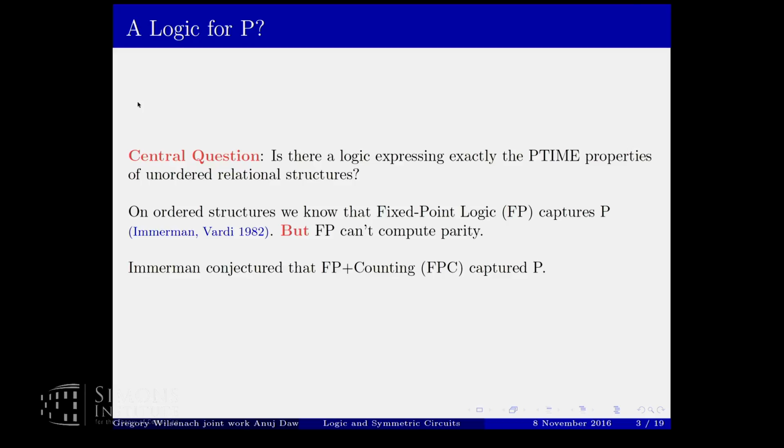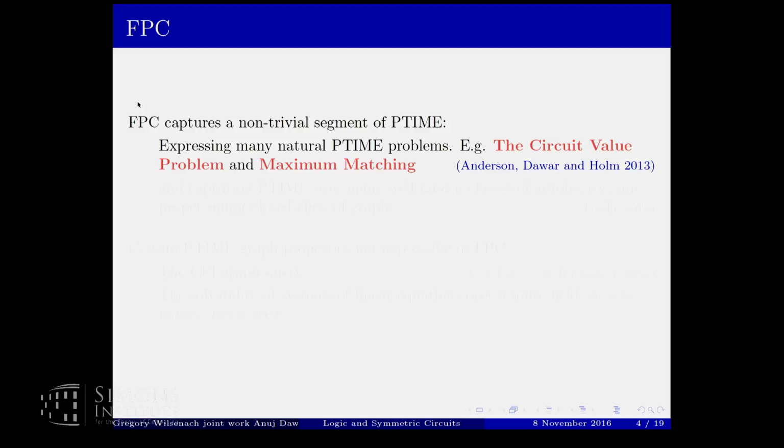So in response, Immerman conjectured, well, perhaps fixed point with counting might work, to solve this counting problem directly. And the result was that fixed point with counting was quite studied and turned out to be a really great logic which captured an awful lot of what we think of as polynomial time, what we think of as obviously polynomial time. So it expressed very obvious polynomial time problems that were P-complete, things like the circuit value problem, and far less trivially, it contains things like maximum matching, proved by Anderson, Dawar, and Holm quite recently.